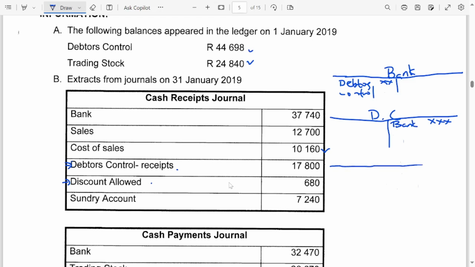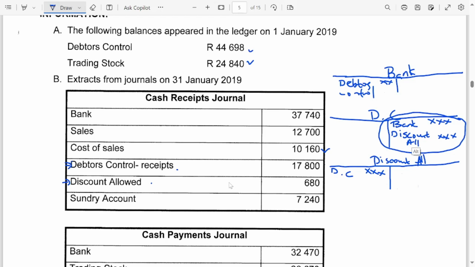But then, when the debtors are paying us and we're receiving money, if we give them the discount, it means that debtors control is going to decrease with two amounts. It is going to decrease with the amount of the bank and also with the discount that you have given the debtors. Like this. And then the discount allowed will be increasing since it's an expense, it increases on the debit side with the debtors control. So it means that now that we are going to record in a debtors control, we are going to be recording like this since we are posting from the CRJ.